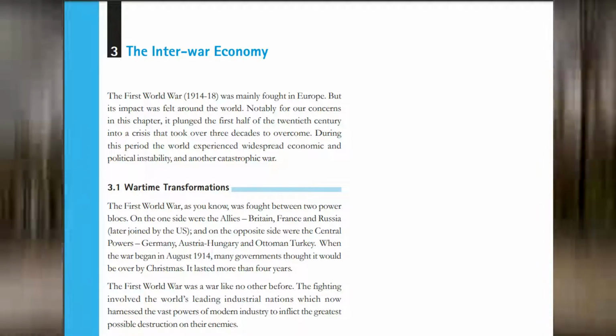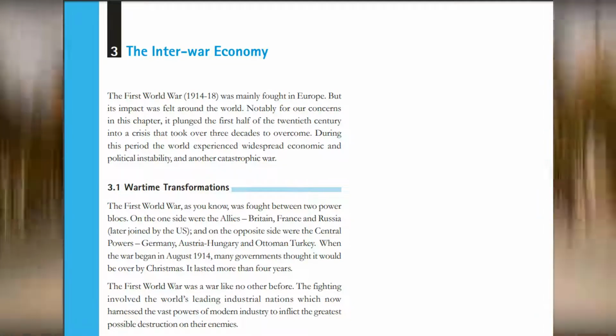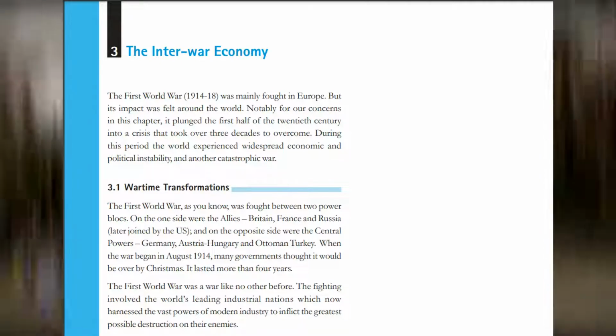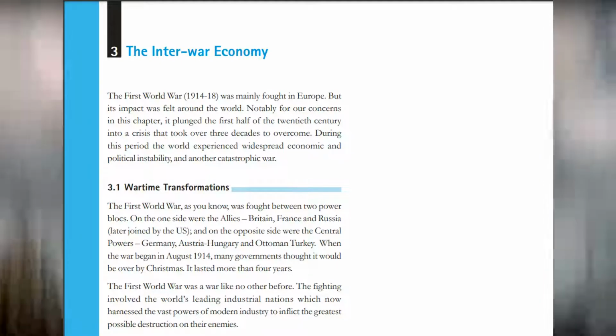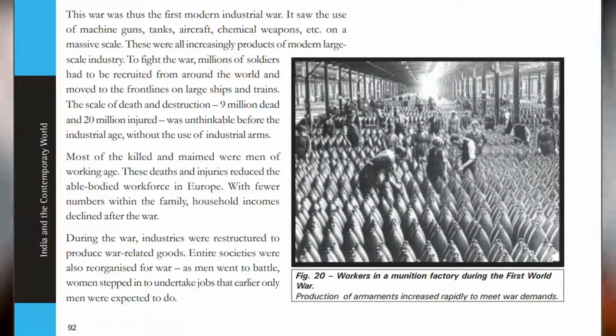The First World War was a war like no other before. The fighting involved the world's leading industrial nations which now harnessed the vast powers of modern industry to inflict the greatest possible destruction on their enemies. This war was thus the first modern industrial war. It saw the use of machine guns, tanks, aircraft, chemical weapons, etc. on a massive scale. These were all increasingly products of modern large-scale industry.